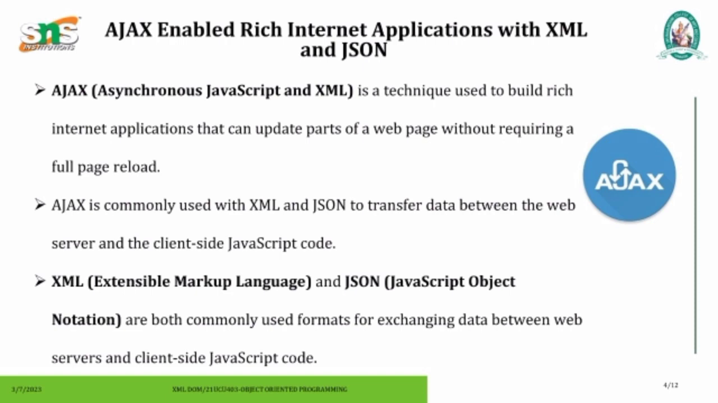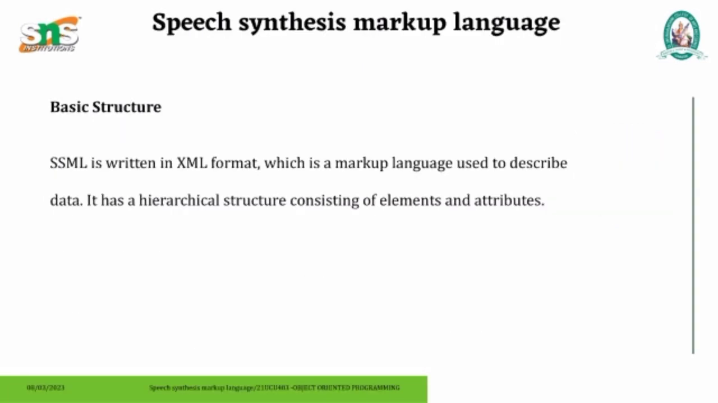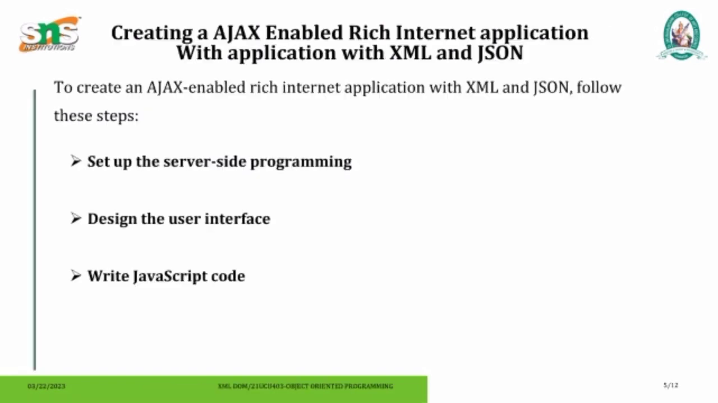AJAX is commonly used with XML and JSON to transfer data between the web server and the client-side JavaScript code. XML stands for Extensible Markup Language and JSON stands for JavaScript Object Notation. These are commonly used formats for exchanging data between the web server and client-side JavaScript code.